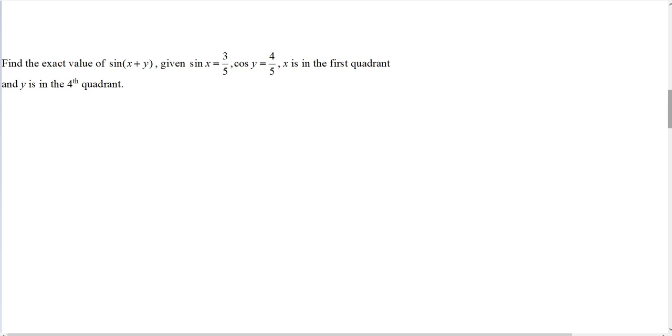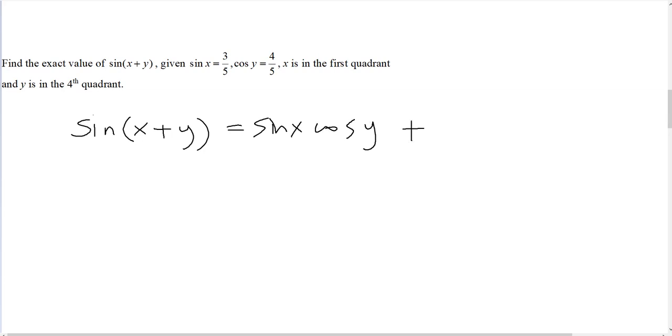So if this is given to you, by the sum identity, sine of x plus y equals sine x cosine y plus cosine x sine y. And there is the sum identity. Make sure you memorize the correct sum identity. So sine x and cosine y are given to you, yet you don't know what cosine x or sine y is. So that's why we have to find them using the given values.